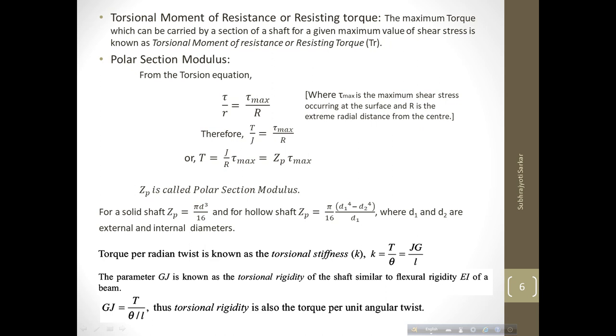So, T by theta is equal to GJ by L. So, obviously, GJ equals T by theta by L. So, torsional rigidity can also be said as the torque per unit angular twist. Why unit? Because the angular twist is divided by L.